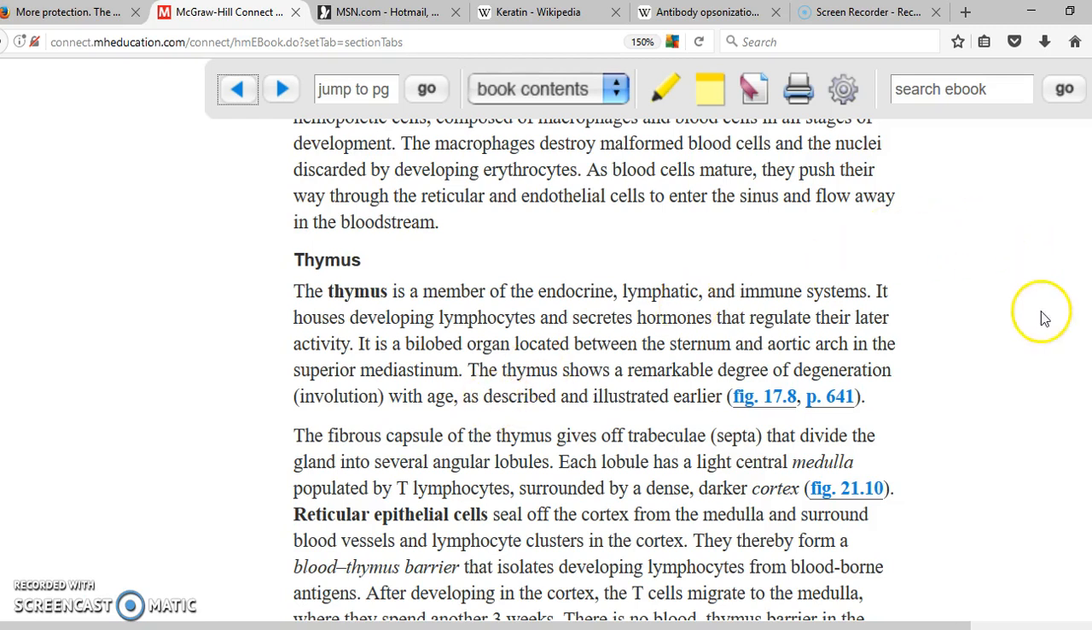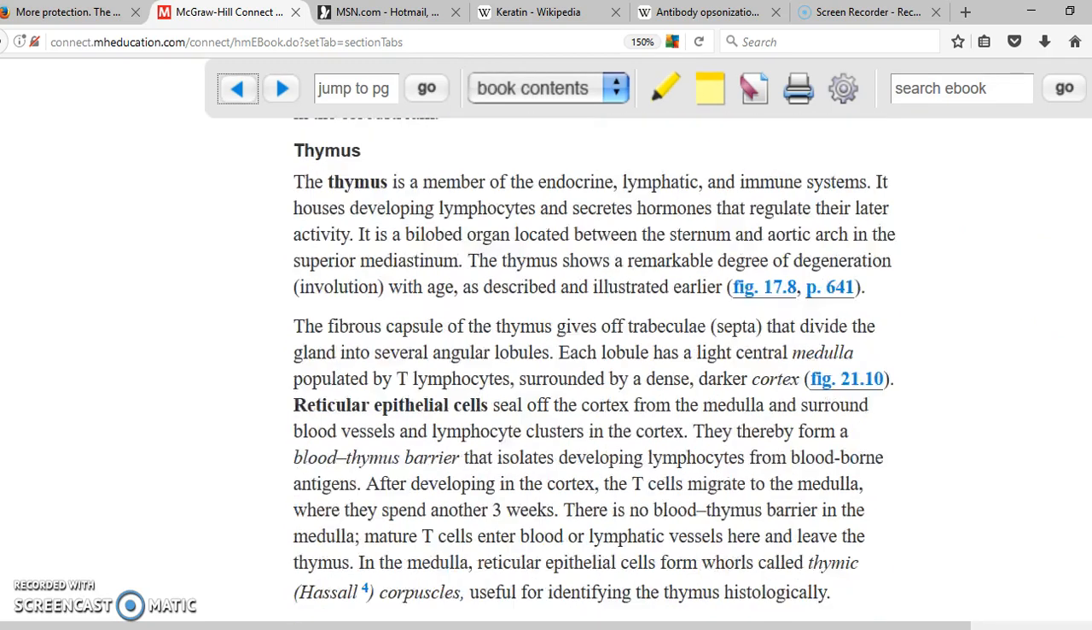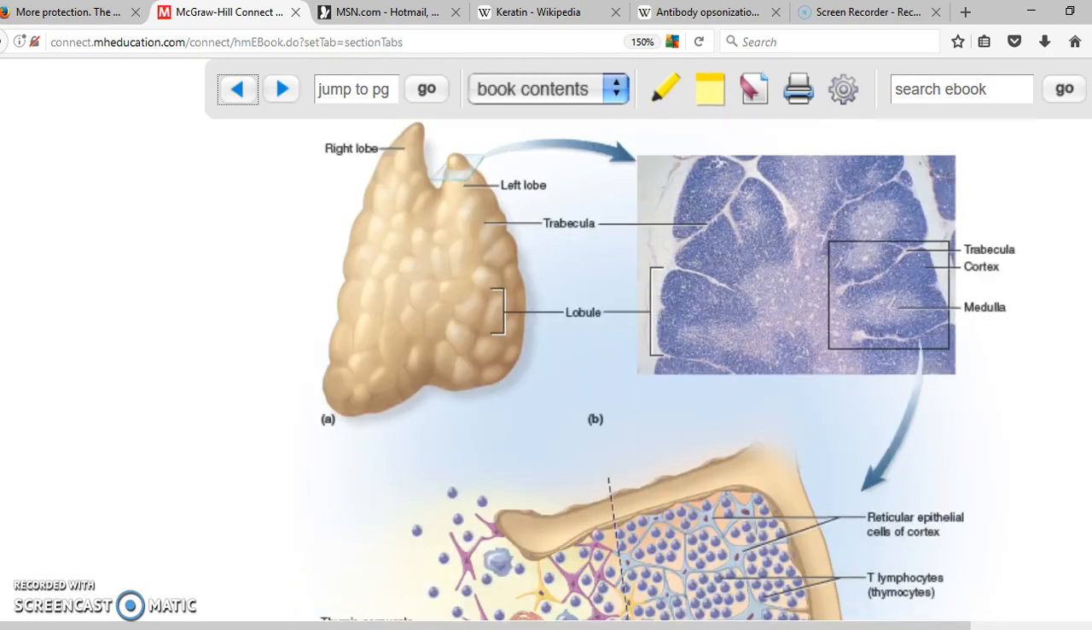So the thymus, if you look at it using the microscope, you will see that it has different areas. As you can see here, the thymus is right here, being cut in half. Right here, you have the specific view using the microscope, and you can see that it has a cortex on the outside and a medulla in the middle. You're going to have trabeculae, which are separations between the cortex, between two different areas.